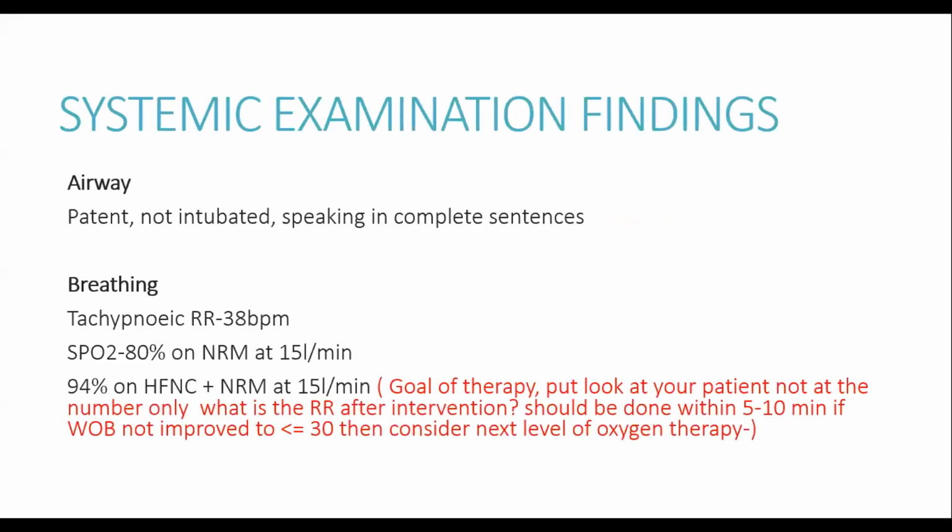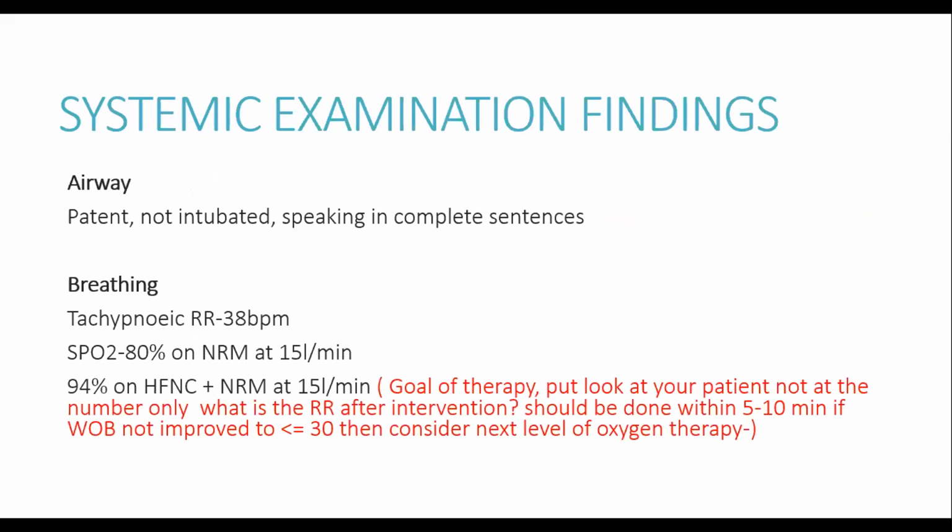Then when she came to us, we started on high flow nasal cannula and the NRM. And yes, 94, she was at goal of therapy for a pregnant patient, but always look at the patient, not the number only. Remember, you have to wait 5 to 10 minutes to see what the respiratory rate is after the intervention that you've given. So we put the NRM plus the high flow.